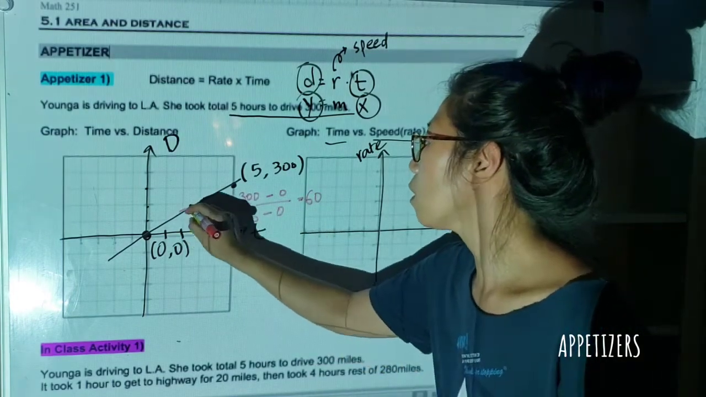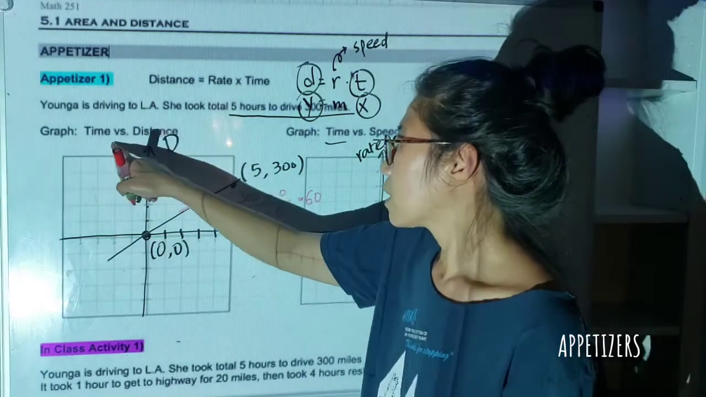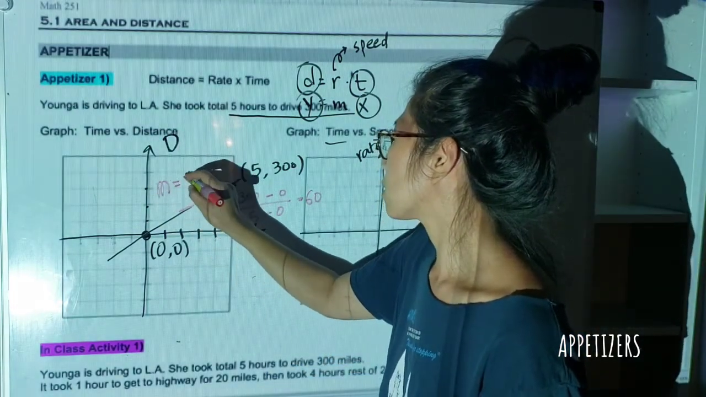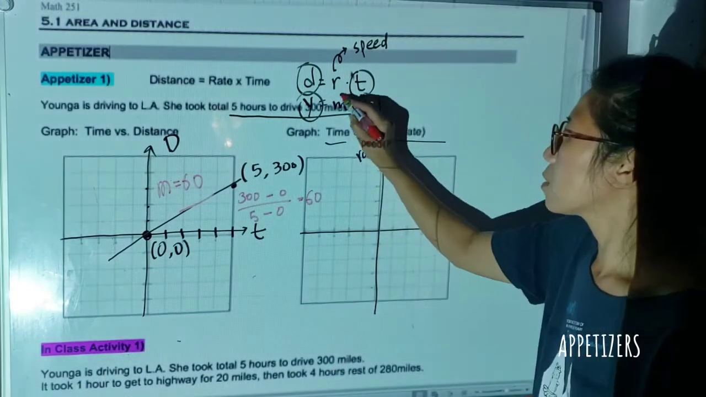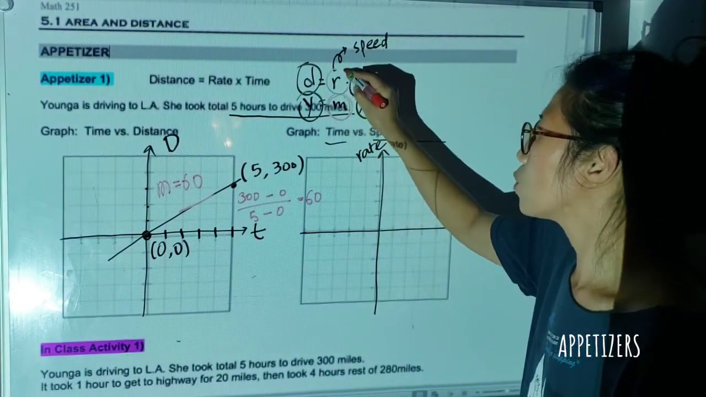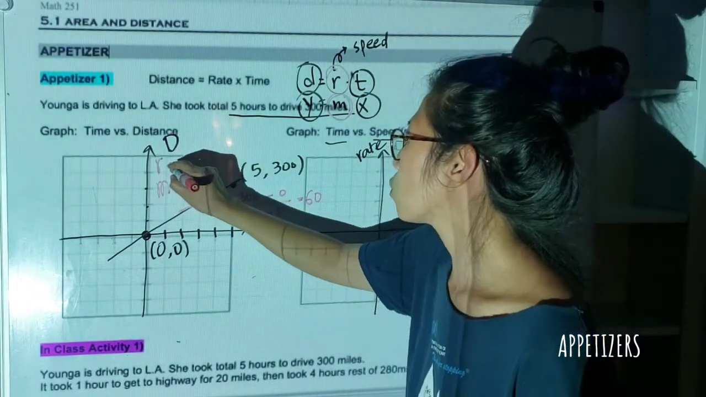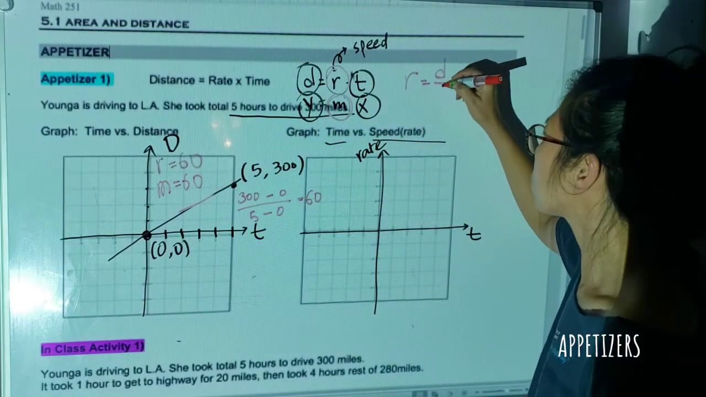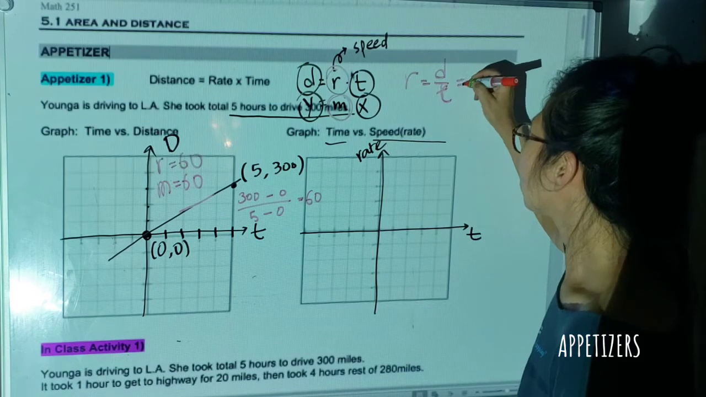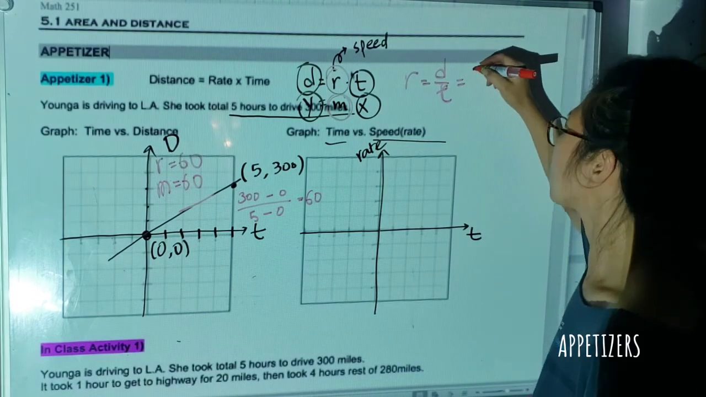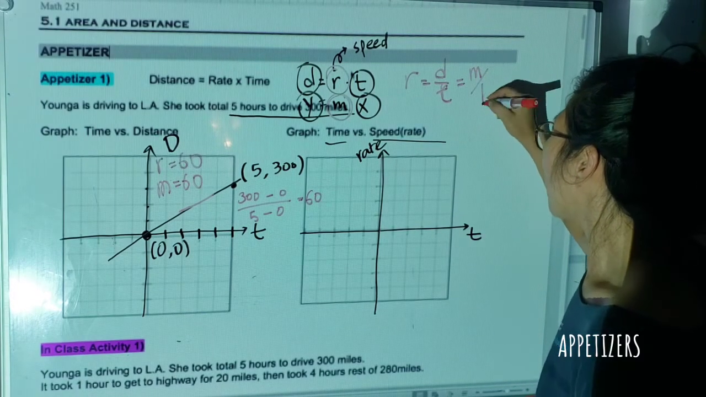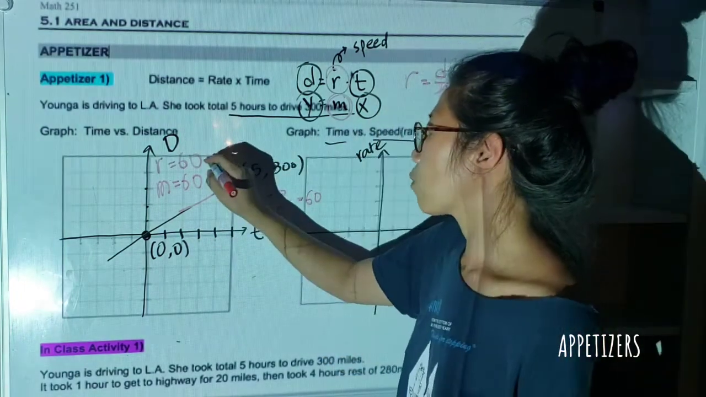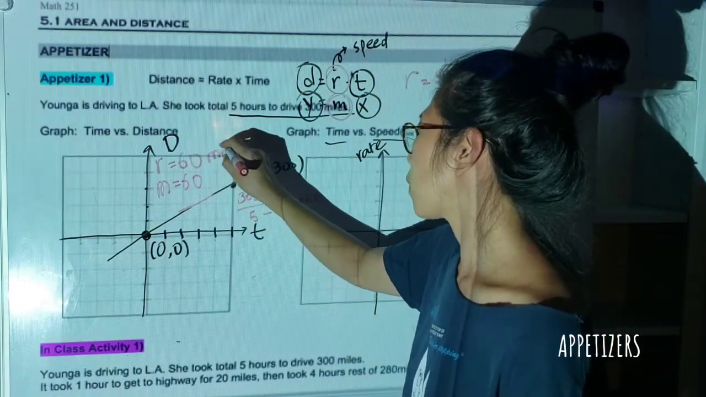So the slope in the time and distance relationship is 60. So m is 60, slope is 60. That means your rate is going to be 60. Why? If you solve for r, it becomes distance over time, which in this case is miles per hour. So I found my speed, my rate, which is 60 miles per hour.